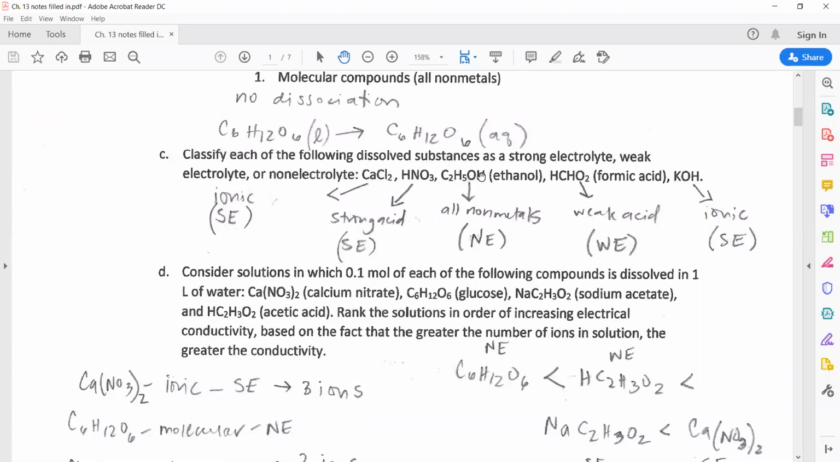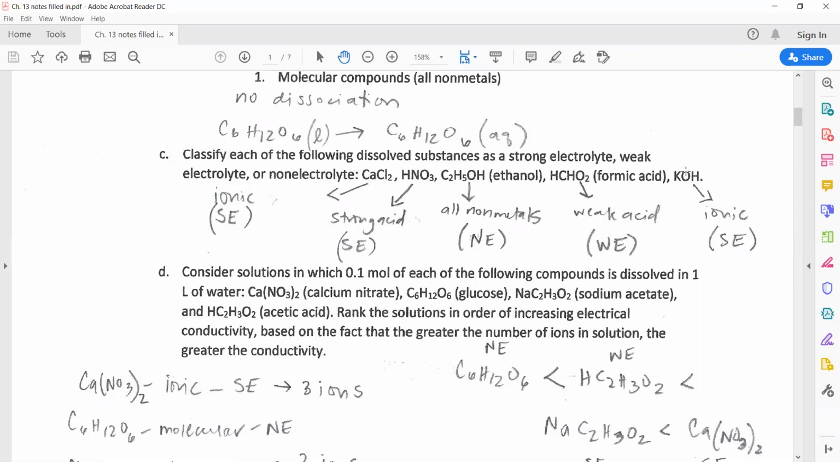C2H5OH, that's all nonmetals, so that means you're a molecular compound, which puts you in the non-electrolyte category. HCHO2, formic acid, it starts with an H, so you know it's an acid. You go look at the strong list and it's not there, which means it is a weak acid. And if you're a weak acid, you're also a weak electrolyte.